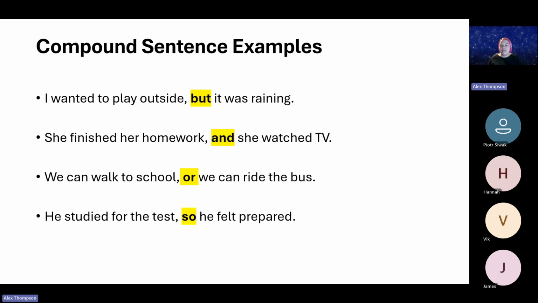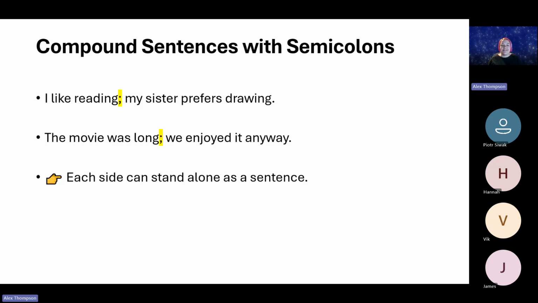If you want to see how they look with semicolons, I've just highlighted them here. It says, I like reading. I is the subject, liking, I should say, is the predicate, that's the action. My sister prefers drawing. So in this case, the semicolon is acting as a replacement maybe for the word but. I like reading, but my sister prefers drawing.